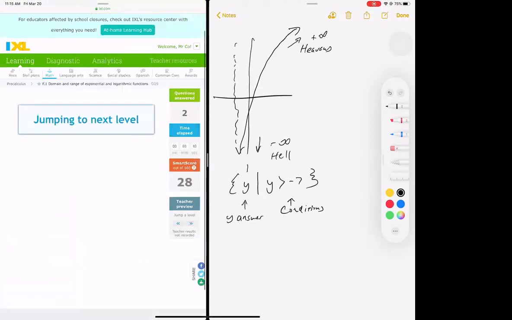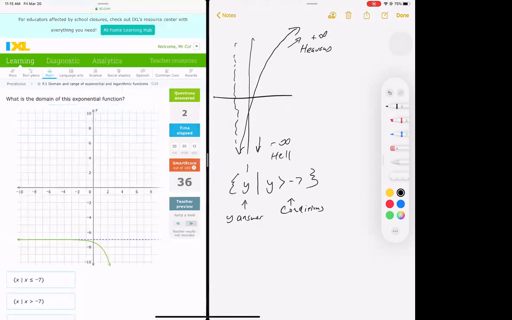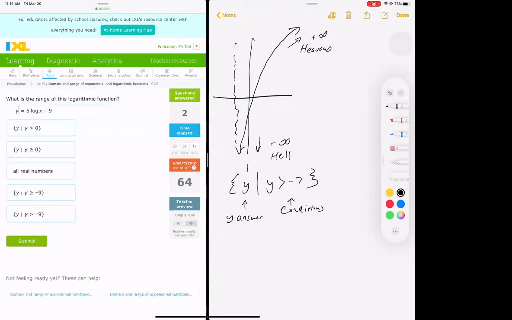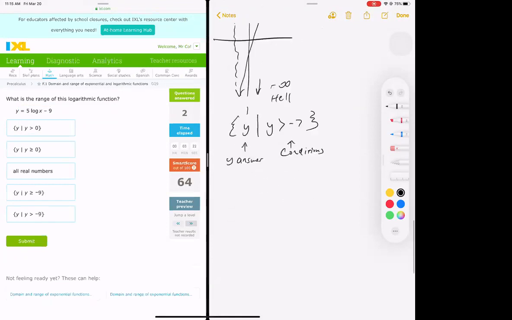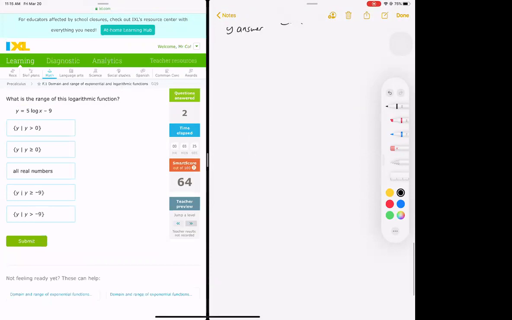Let's look at something a little more tricky. Looking at this problem here, what is the range of this logarithmic function? So now they didn't give you the graph, but can you spot what this graph will look like? A log graph looks like this. That is a general log graph.